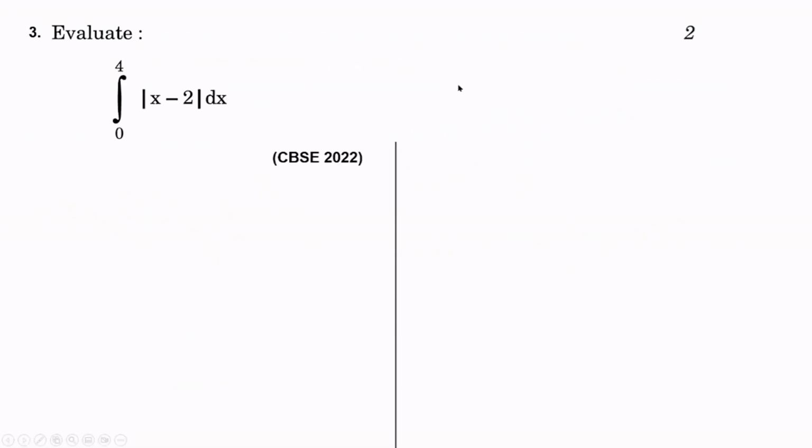Moving on to the next question. Evaluate integral 0 to 4 mod x minus 2 dx. This is also a 2-mark question. So here we have a modulus function, that is, the definite integral of a modulus function.